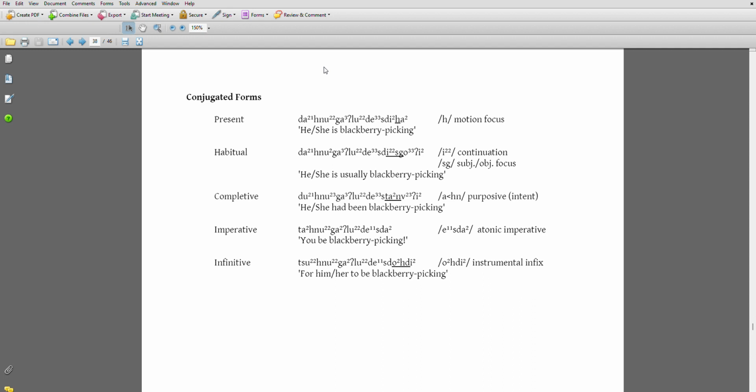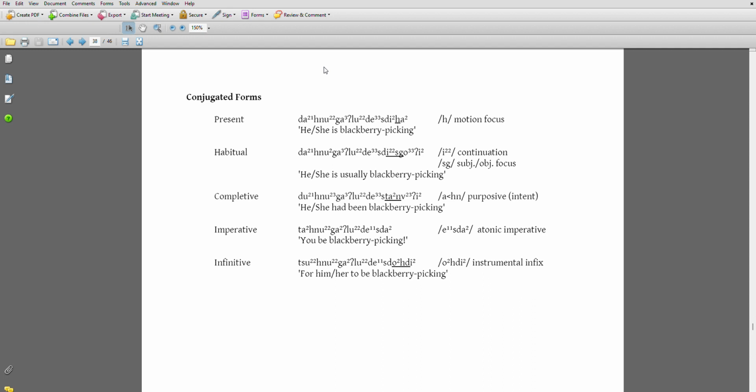Completive. Danugat ludestanai. On is the purposive intent, or it is the populative infix used to make an infinitive into a completive. He or she had been blackberry picking.